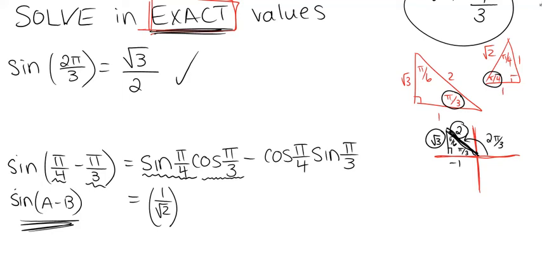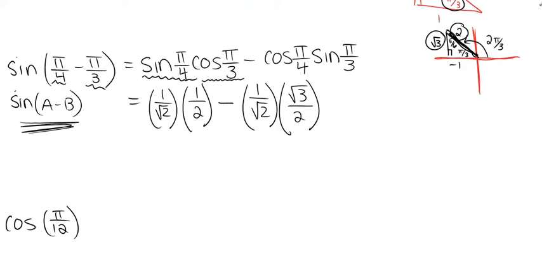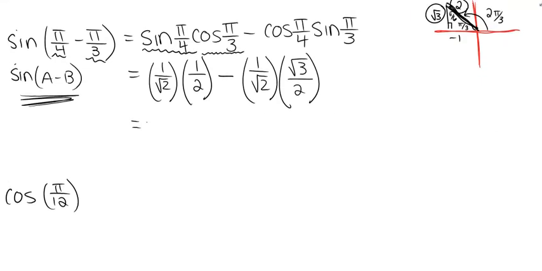Okay, cos of pi over 3. So now I'm just going to my triangle. Cos is adjacent over hypotenuse, so 1 over 2, minus cos of pi over 4, 1 over root 2, and sine of pi over 3, opposite over hypotenuse, so root 3 over 2. And that's it. The rest is just algebra skills. So now I'm just multiplying fractions. 1 times 1 is 1, 2 times root 2 is 2 root 2. 1 times root 3 is root 3, 2 times root 2 is 2 root 2. My denominators are the same, so I can subtract them. So I get 1 minus root 3 over 2 root 2.